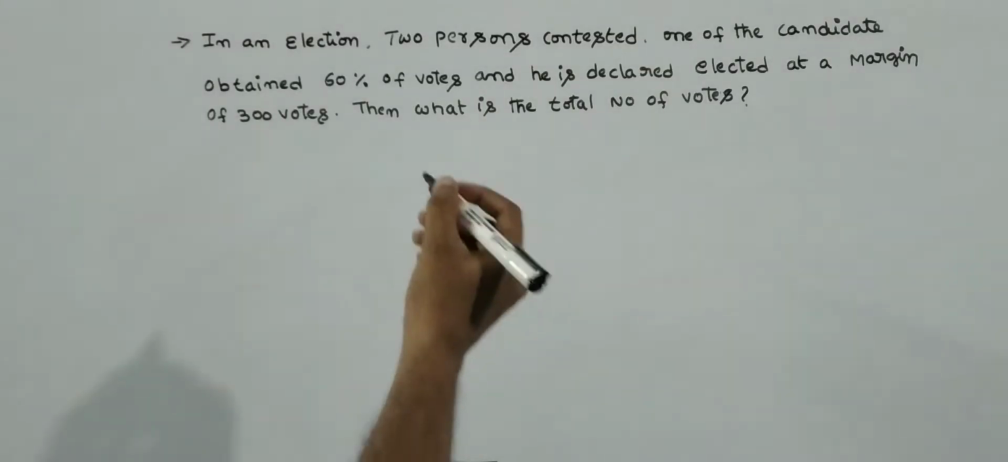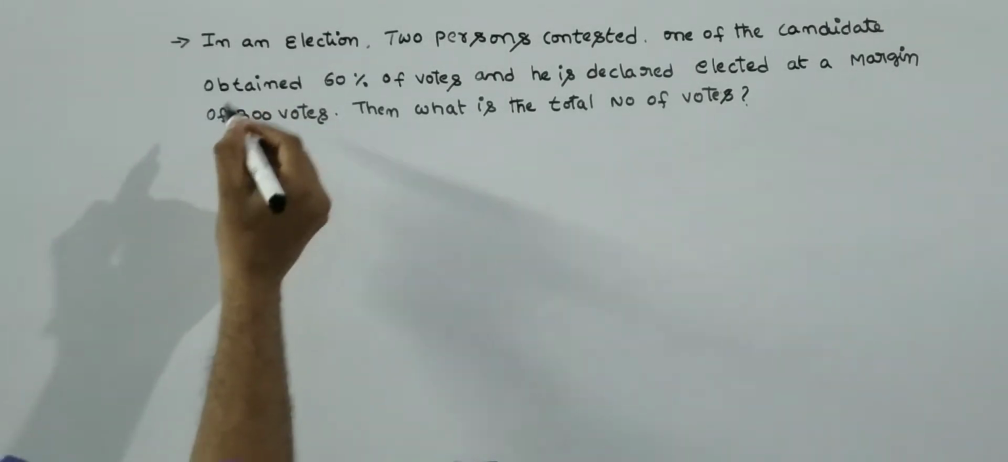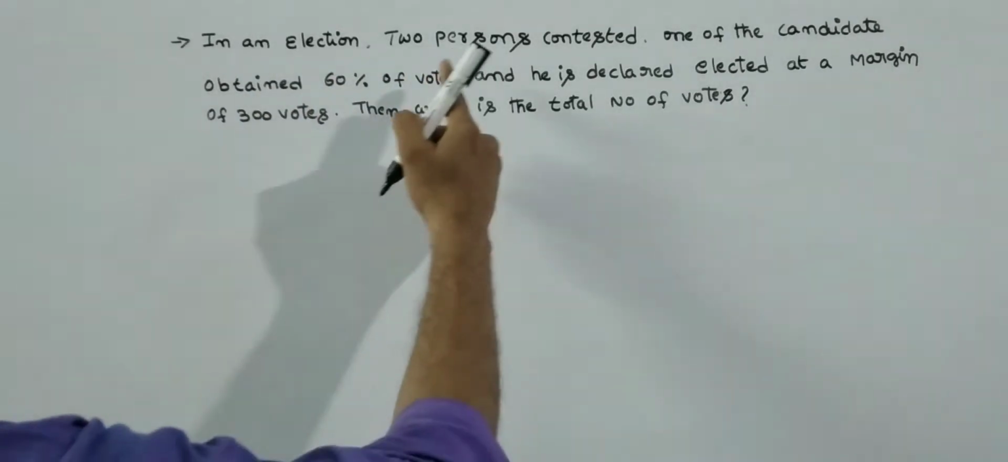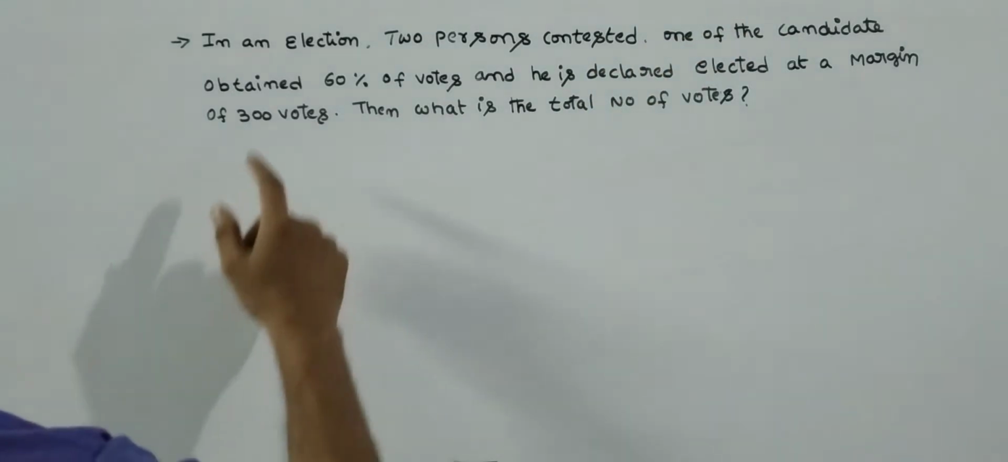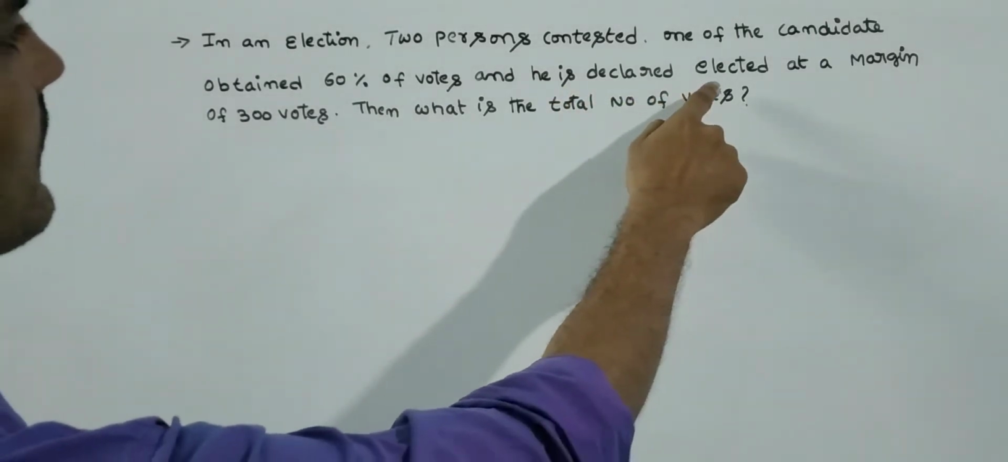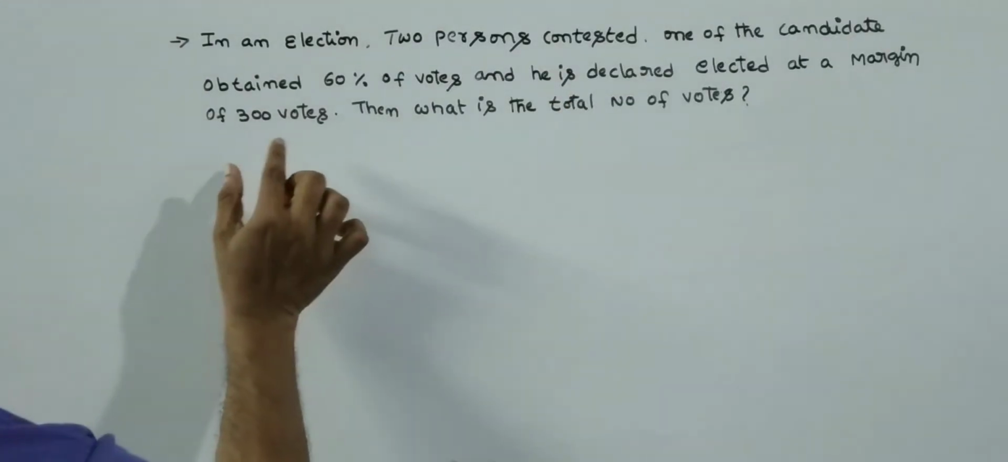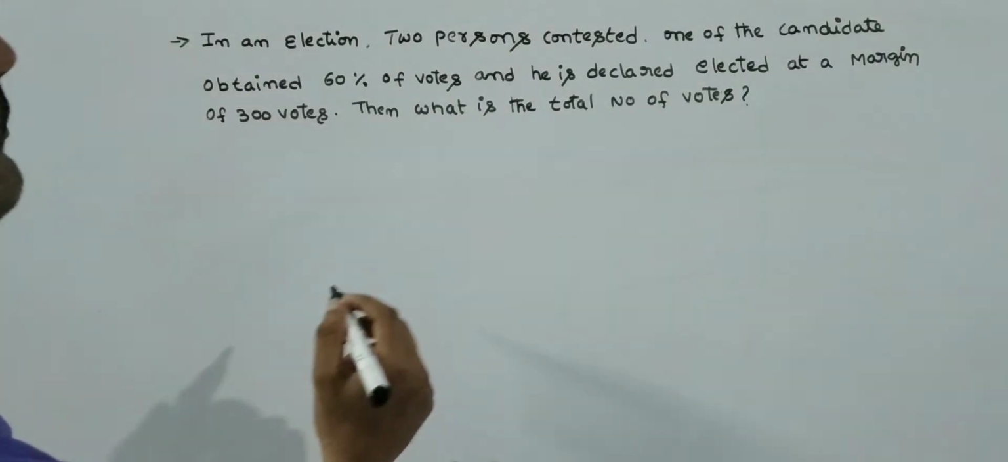See friends, today we will discuss some other problems. First one: in an election, two persons contested. One of the candidates obtained 60% of votes and he is declared elected at a margin of 300 votes. Then what is the total number of the votes?